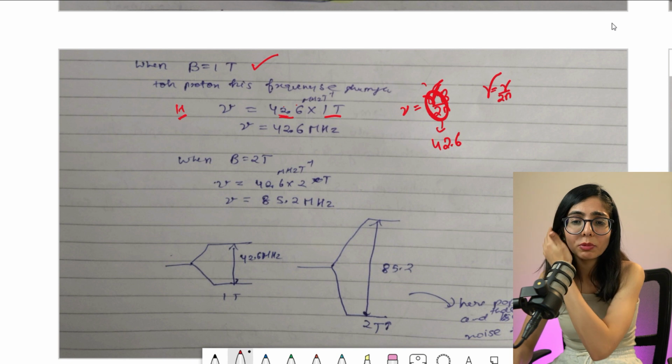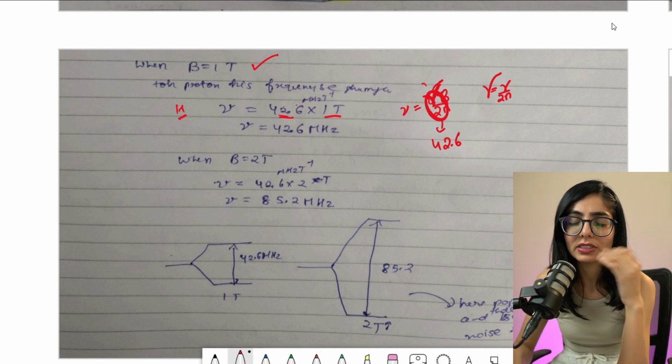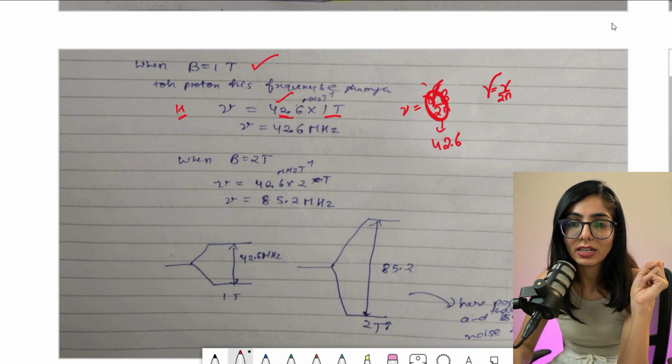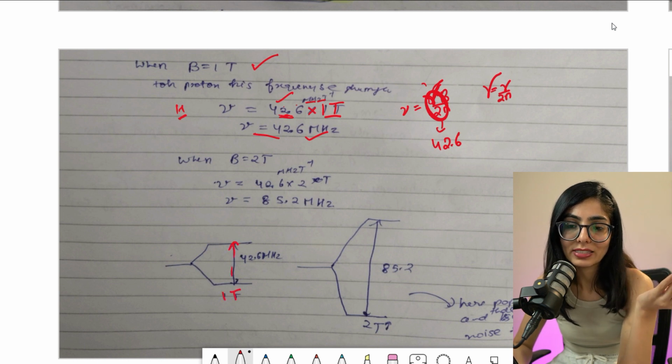But you remove the confusion and just play with these things like that only. So it is 42.6 megahertz per Tesla into, suppose B is 1 Tesla. So my frequency would be 42.6 megahertz. That means if a magnetic field of 1 Tesla is applied, the energy difference is 42.6 megahertz.